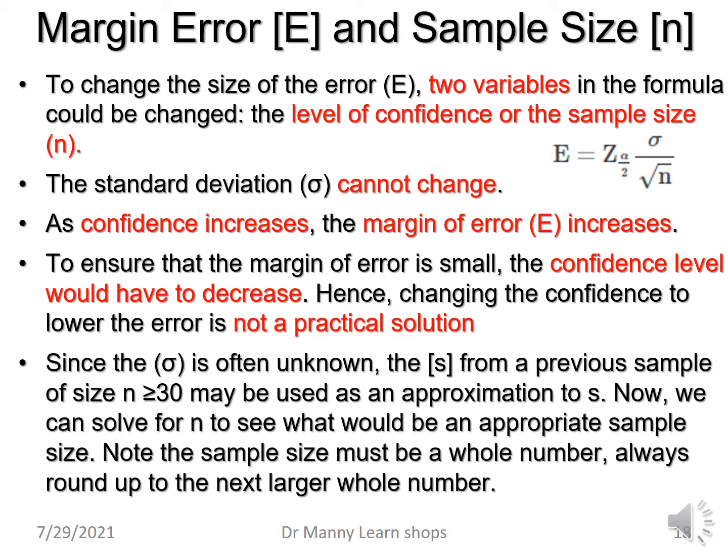However, since the standard deviation is often unknown, the standard deviation of the sample from the previous sample, which is now greater than or equal to 30, may be used as an approximation to the standard deviation of the population. Now we can solve for the sample size to see what would be the appropriate sample size. Note that the sample size must be a whole number, always rounded up to the next whole number. Don't use it with a decimal.